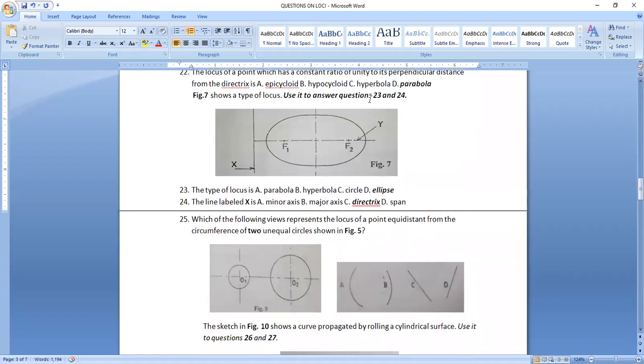So we have to use this question to answer question 23 and 24. So the type of locus is an ellipse. So this is the ellipse, and the part labeled X is a directrix. So this part is a directrix.